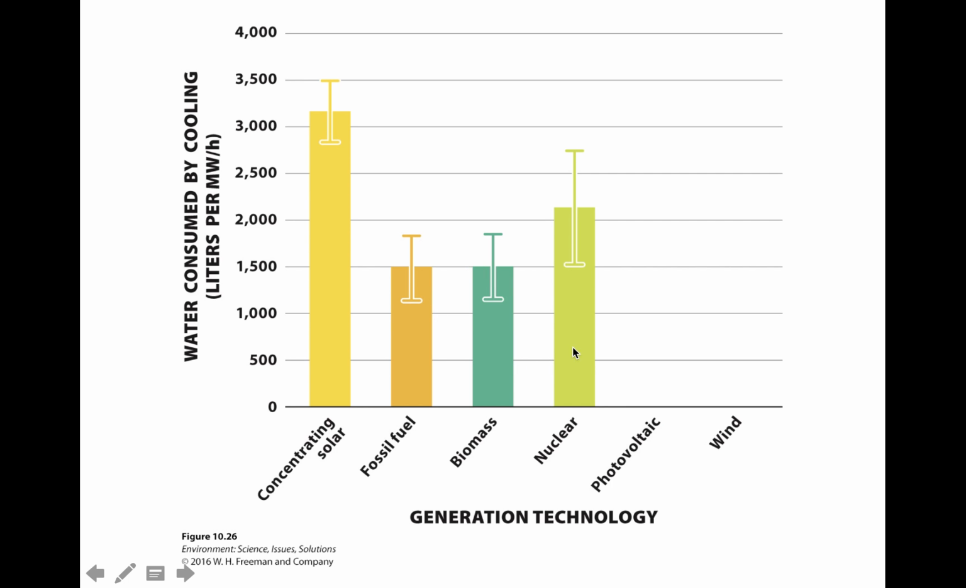Then you can see some other renewables like biomass and nuclear also require either similar amounts or a little bit more, in the case of nuclear here, to be able to use these as a primary energy source.